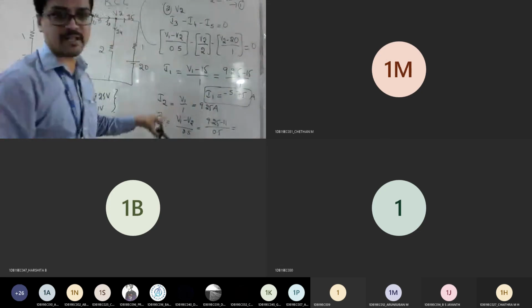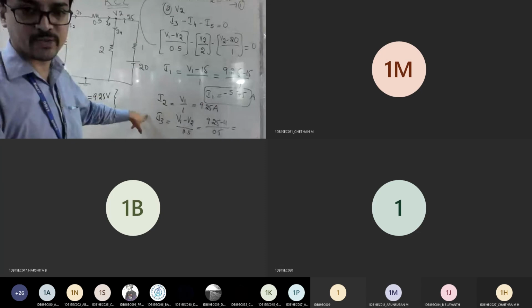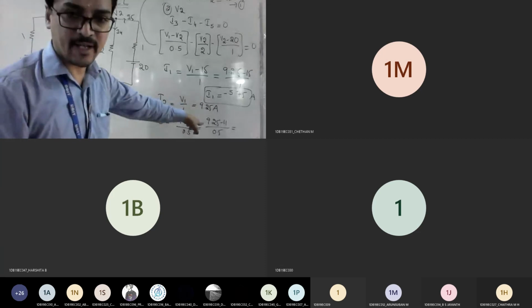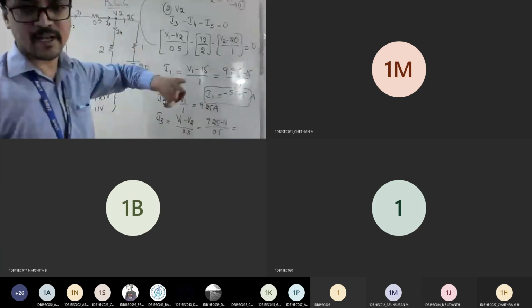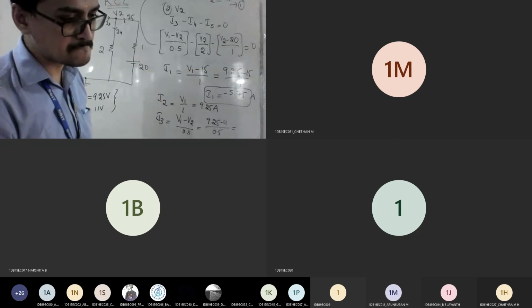You need to write the steps like this, otherwise you won't get full marks. Don't write just the answer of I1, I2. Dump the formula, dump the value, then write the answer. This is a way to follow the scheme. What's the answer for I3? Minus 3.5.